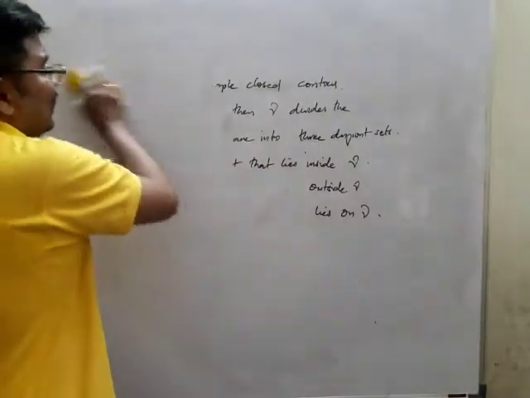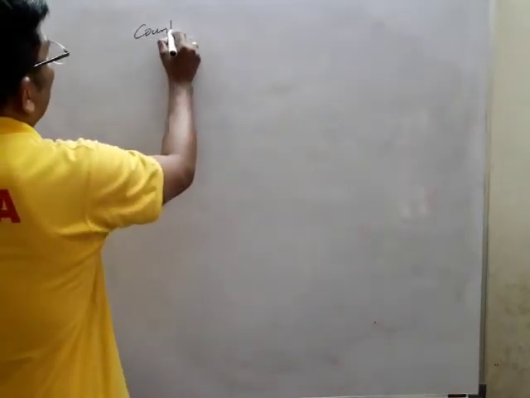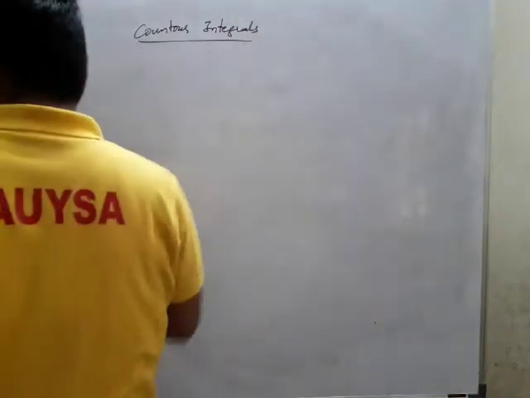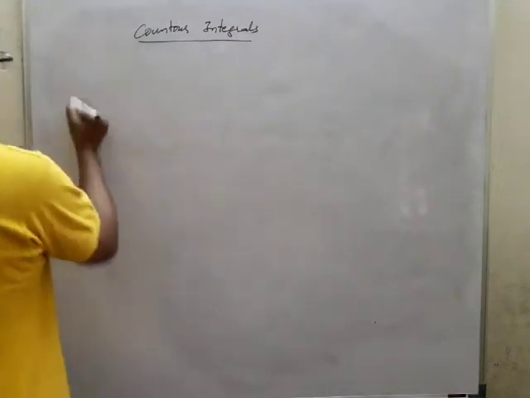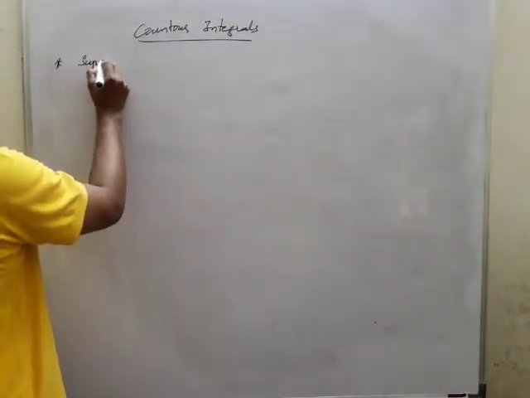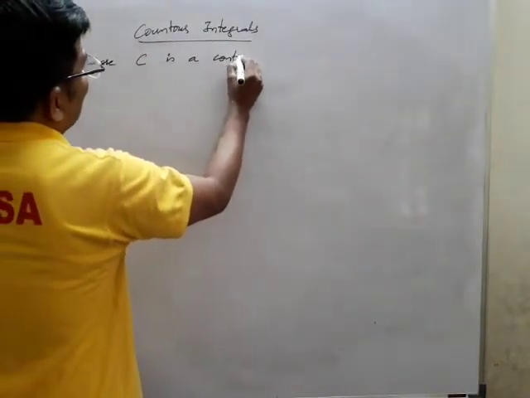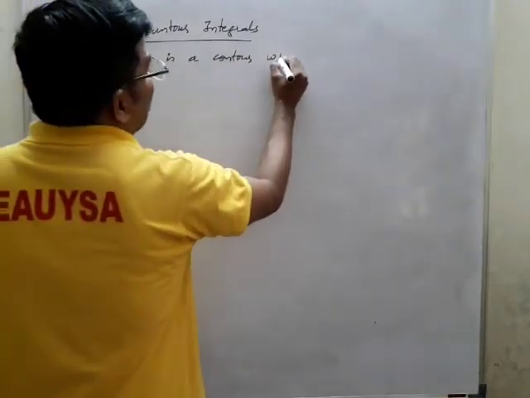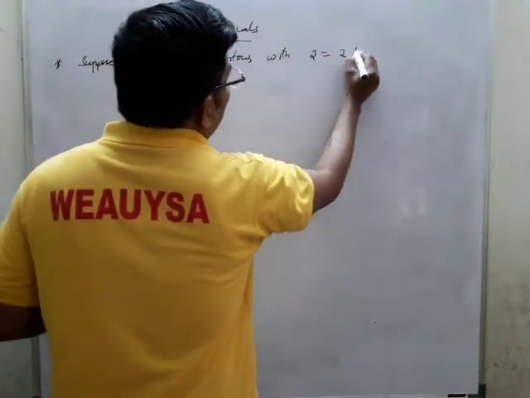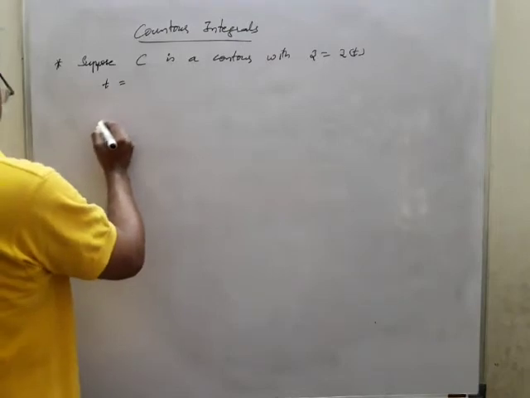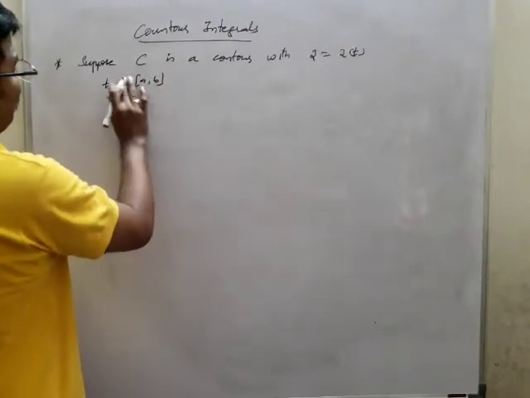Based on this we have one more theorem, that is on contour integrals. Now we are going to see contour integrals. In this we have one theorem, and we'll prove that theorem, a very simple theorem. Suppose C is a contour with z equal to z of t, where t belongs to [a, b].